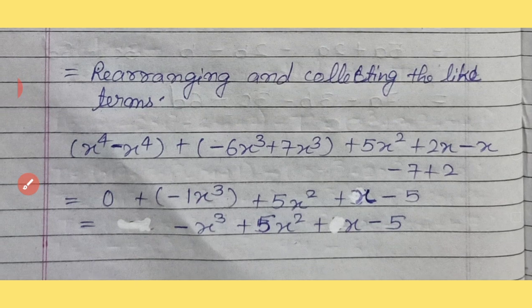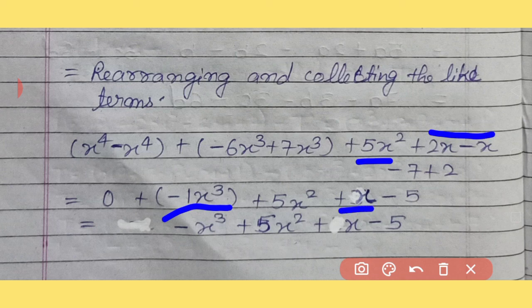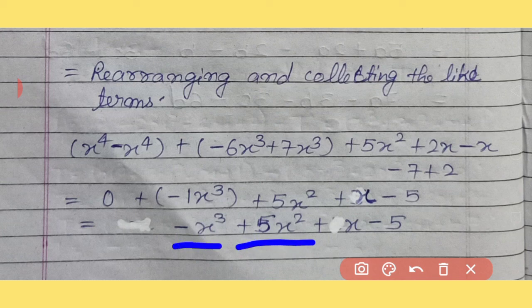Now the like terms will be added and subtracted. X to the power 4 minus x to the power 4 comes to 0. 7x cube minus 6x cube becomes x cube. 5x square can't be added or subtracted with any other term here. 2x minus x is equal to x, and minus 7 plus 2 is equal to minus 5. So we got our answer: x cube plus 5x square plus x minus 5.